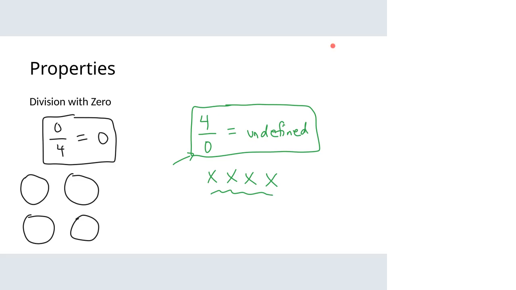So it's a very important distinction to make that 0 divided by a number is 0, but anything divided by 0 is undefined. Make sure that you're confident in the distinction between those two things. Dividing by 0 is not allowed.